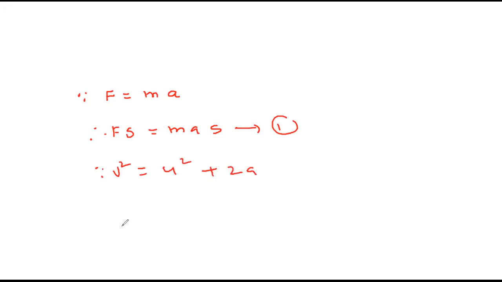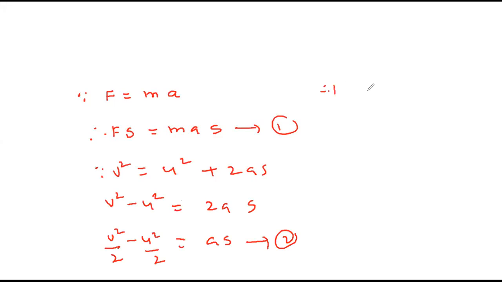Since F equals ma, therefore Fs equals mas, equation 1. Since v square equals u square plus 2as, so v square minus u square equals 2as, v square upon 2 minus u square upon 2 equals as.